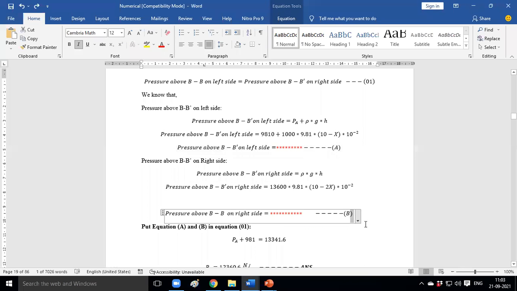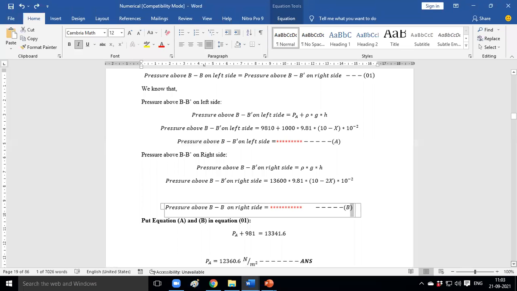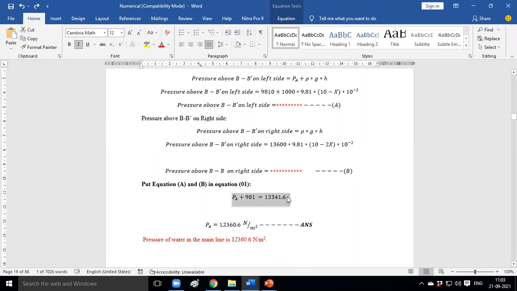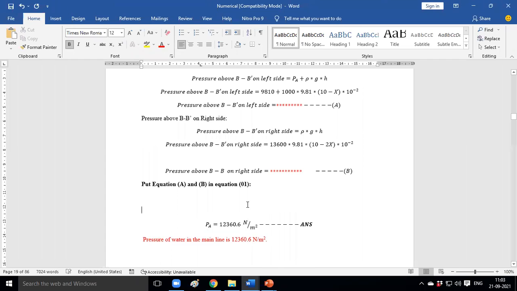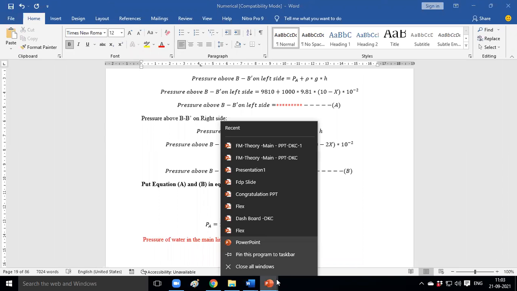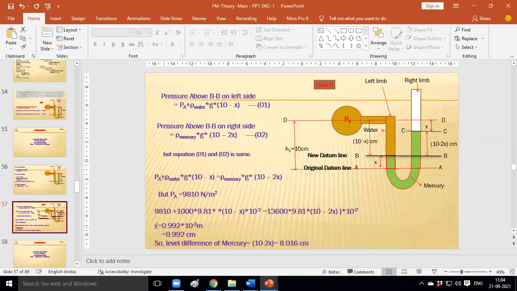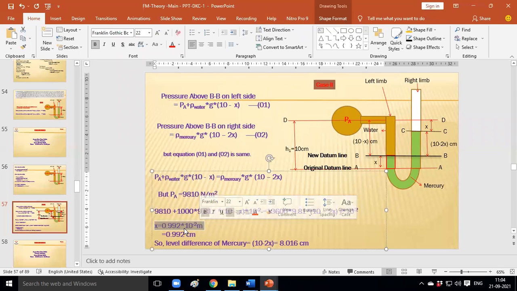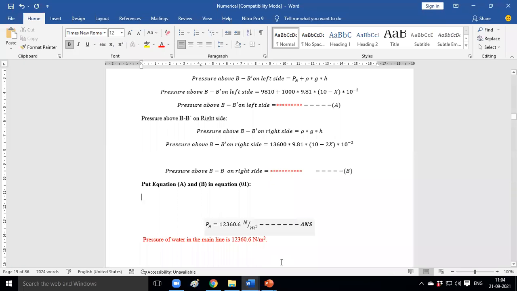If we equate these two equations, we get an equation in terms of x, and we just simplify that equation. If we simplify that equation, which value do we get? We get the value of x, and that x is shown here. X is 0.992 times 10 to the power minus 2 meter. Is it understood now? Yes, sir.